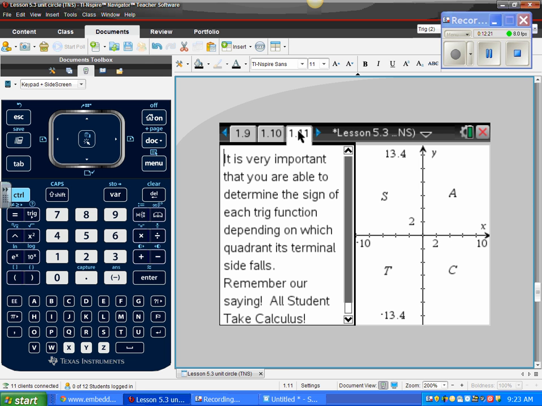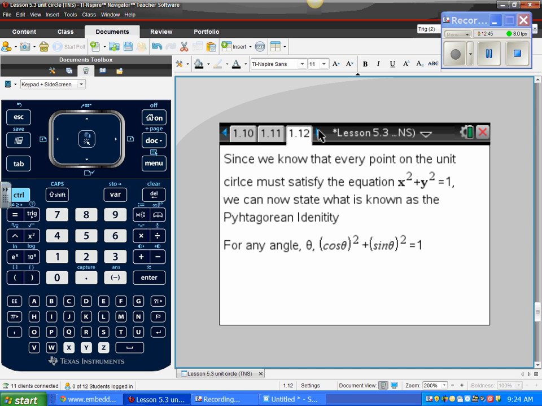Everything. Second quadrant? Sine. So that means what's negative? Cosine and tangent. Good. Third quadrant, what's positive? Tangent. What's negative? Sine and cosine. Excellent. And fourth quadrant, what's positive? And what's negative? Sine and tangent. Great. You understand the ASTC? Good? All right, next page.